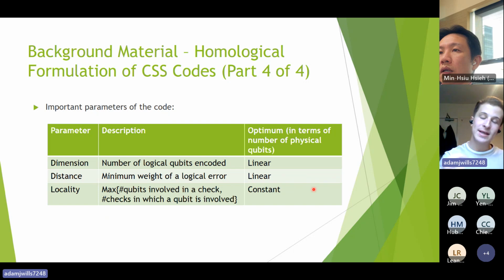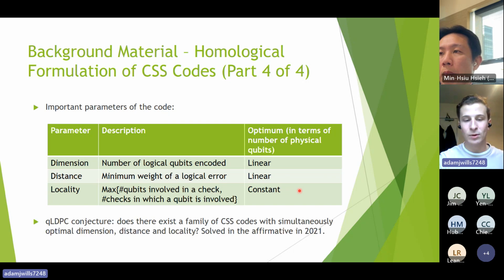And then the qLDPC conjecture was the question of whether it was possible to obtain these three scalings optimally for some family of CSS codes. Does there exist a truly optimal quantum CSS code? And this was answered in the affirmative in 2021. And it was a little bit of a road to get there. It was some 20 years of effort to make this happen, starting with the surface code, but it was solved in the affirmative in 2021.